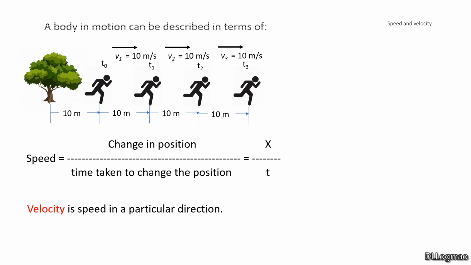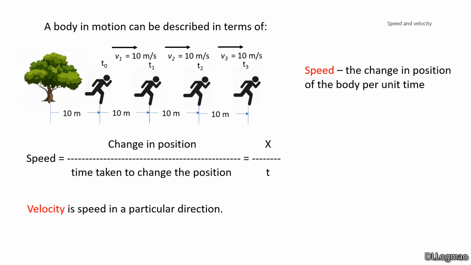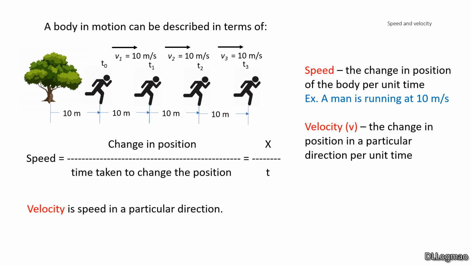A body in motion can be described in terms of speed, with the change in position of the body per unit time. For example, a man is running at 10 meters per second. Or by the velocity, which is the change in position in a particular direction per unit time. Example, a man is running at 10 meters per second away from the tree.